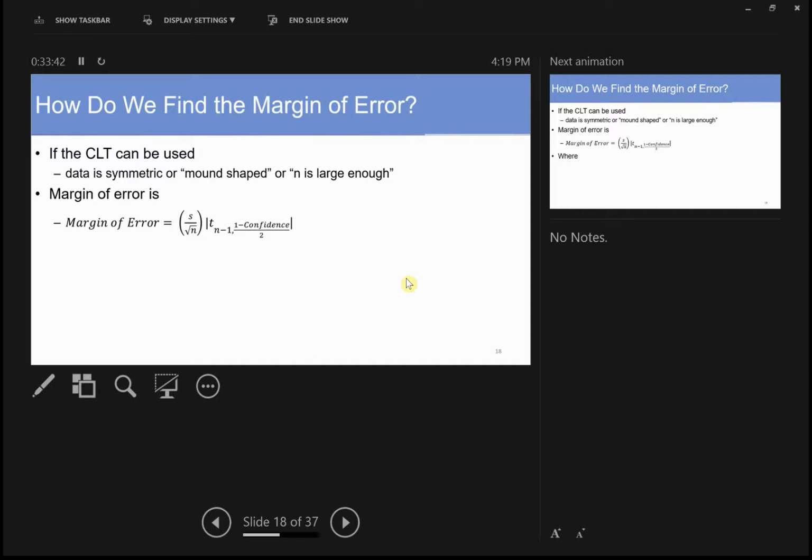Let me call this standard deviation of x bar. Be a little careful with standard error. So here, the actual value is sigma over the square root of n. Here it's s over the square root of n. So notice the similarities, right?